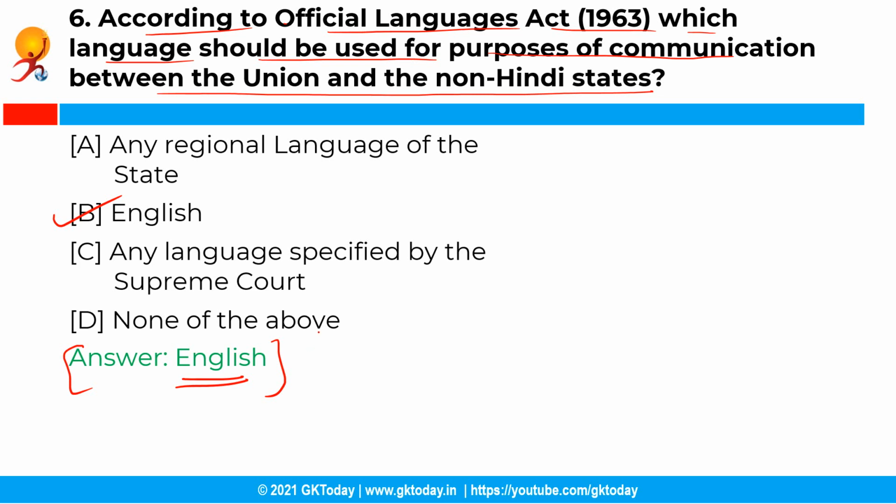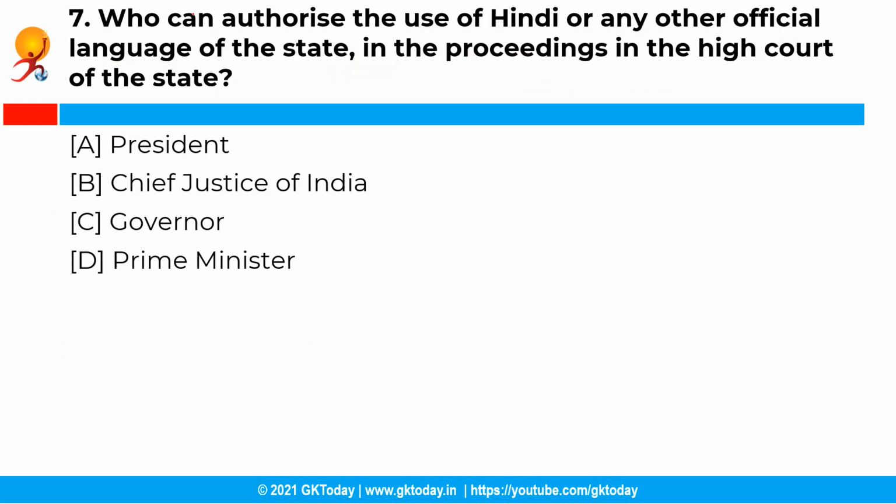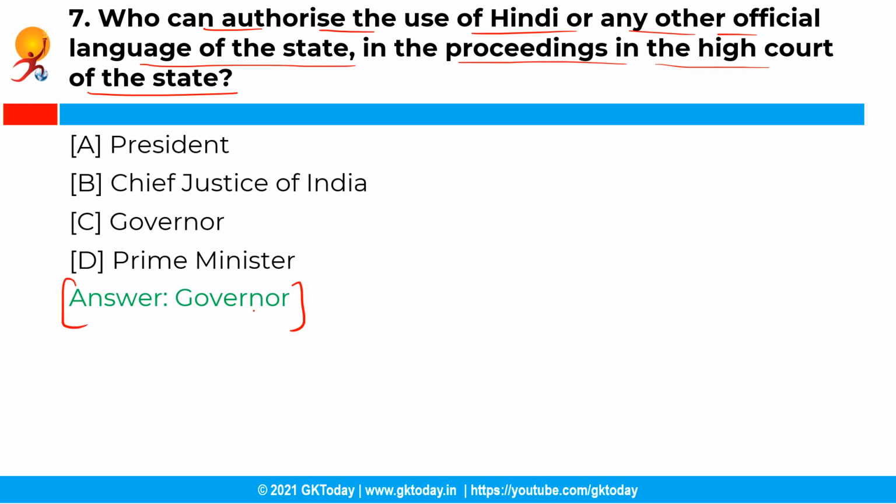Moving ahead with the next question. So who authorized the use of Hindi or any other official language of the state in the proceedings in the High Court of the state? So you have the following options and the correct answer is option C, that is governor. So the governor of a state with the previous consent of the President of India can authorize the use of Hindi or any other official language of the state in the proceedings of the High Court of the state.